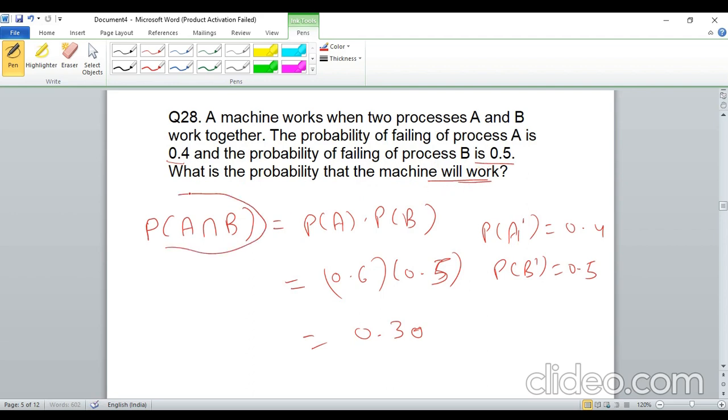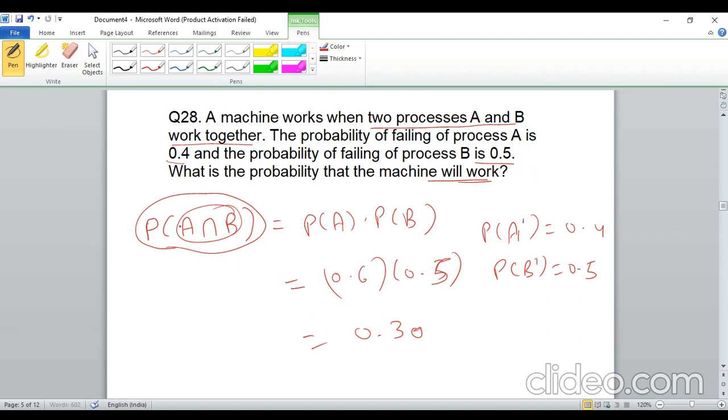So what we need to do here is find the probability of A intersection B. Why A intersection B? Because it was mentioned that the machine works only when two processes A and B work together. Together means we have to find their intersection. And guys, I missed something here. It was also mentioned that A and B events were independent. So these events were independent as well. I forgot to mention it here.